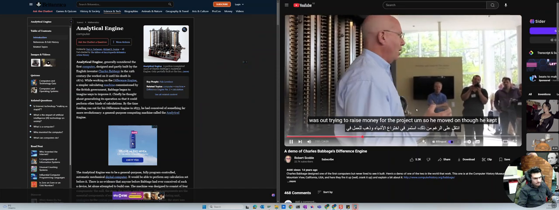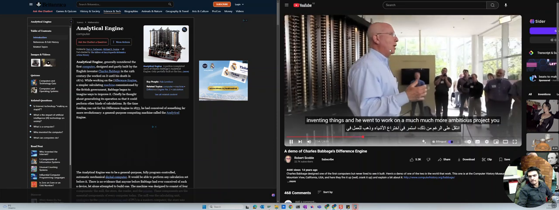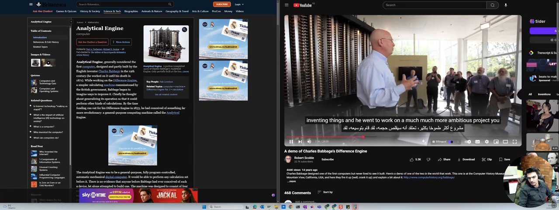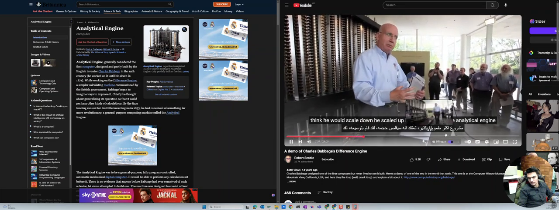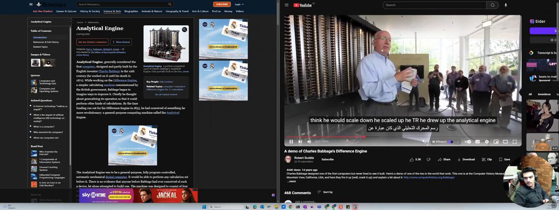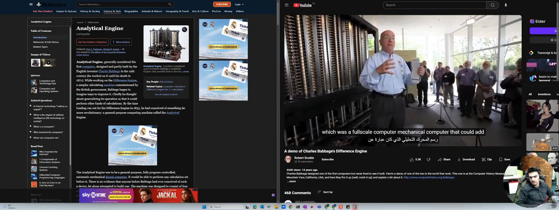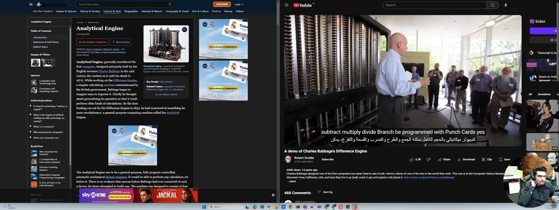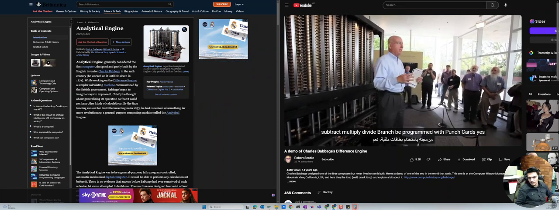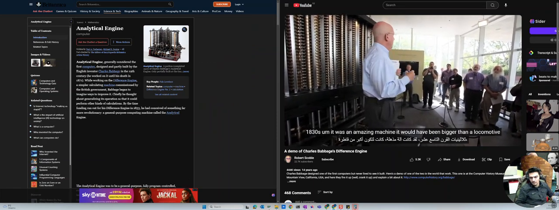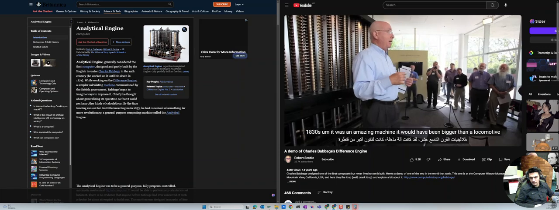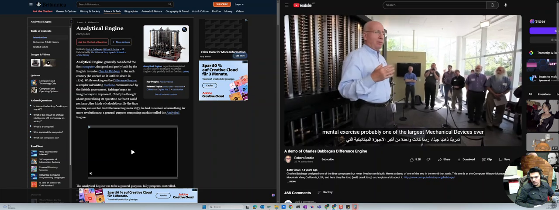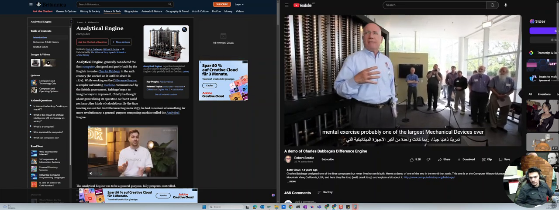So he moved on, though. He kept inventing things, and he went to work on a much more ambitious project. You think he would scale down. He scaled up. He drew up the analytical engine, which was a full-scale mechanical computer that could add, subtract, multiply, divide, branch, and be programmed with punch cards. Yes, 1830s. It was an amazing machine. It would have been bigger than a locomotive. So I don't know how he ever thought anybody would build it, but it was a good mental exercise. Probably one of the largest mechanical devices ever envisioned by man.